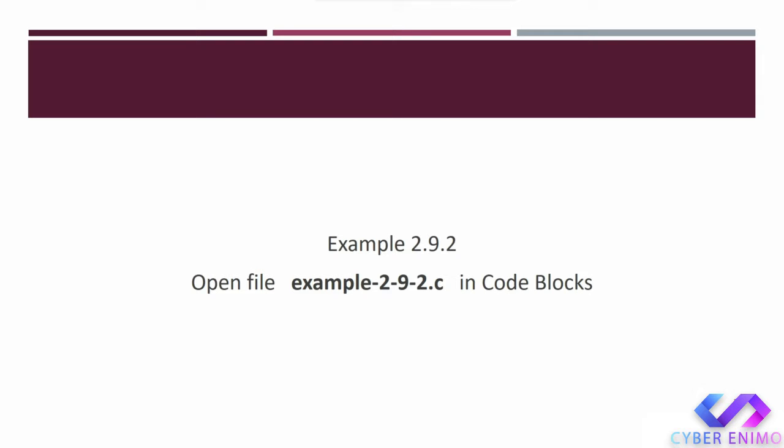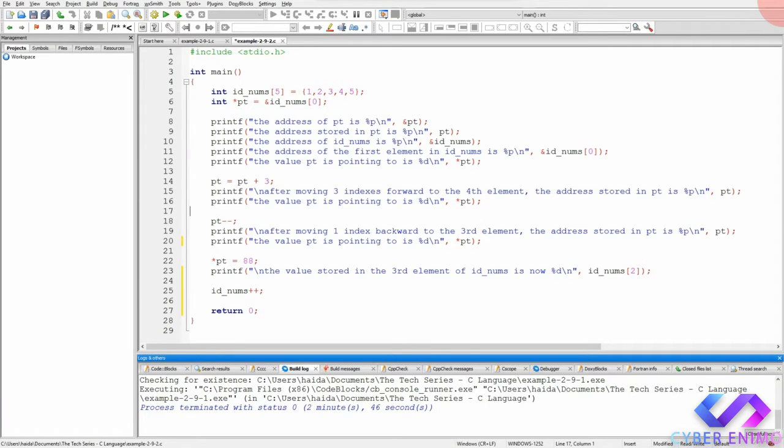Now let's do another example. Please open file example-2-9-2.c in Code::Blocks. Once you open the file, this is the code that you will see. I did not include a description of this example in the slides, just because it's a little bit longer.